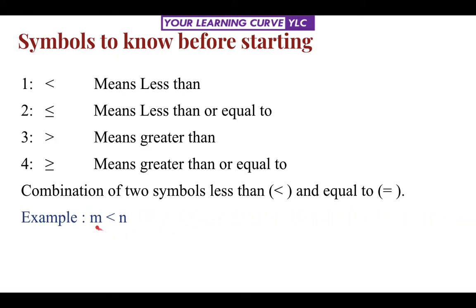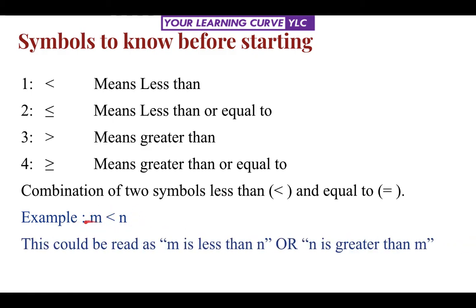For example, m is less than n. If this is written, then it could be read as m is less than n or n is greater than m. So it doesn't matter in which way you put the symbol, only the opening of the mouth matters.